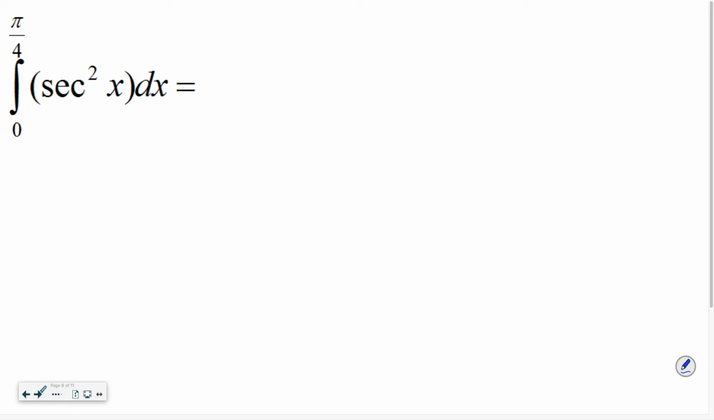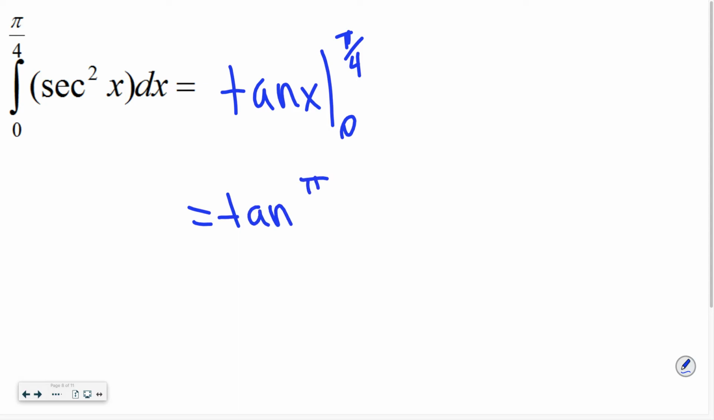Ethan, what is the antiderivative for secant squared? Tangent. So the tangent of x from 0 to pi over 4. Using the fundamental theorem of calculus, we have the tangent of pi over 4 minus the tangent of 0. What is the tangent of pi over 4? 1. Remember, that's the coordinate radical 2 over 2, comma radical 2 over 2, so y divided by x is going to be 1. What is the tangent at 0? 0.